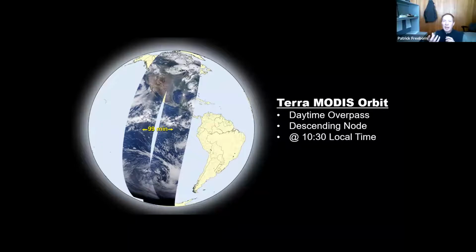And so during that time, the Earth is rotated 25 degrees, and therefore the image swath is shifted to the west. And you'll notice there's gaps in the swath at the equator, but those swaths converge at higher latitude. So you get near complete coverage of the continental United States in 2 consecutive swaths.